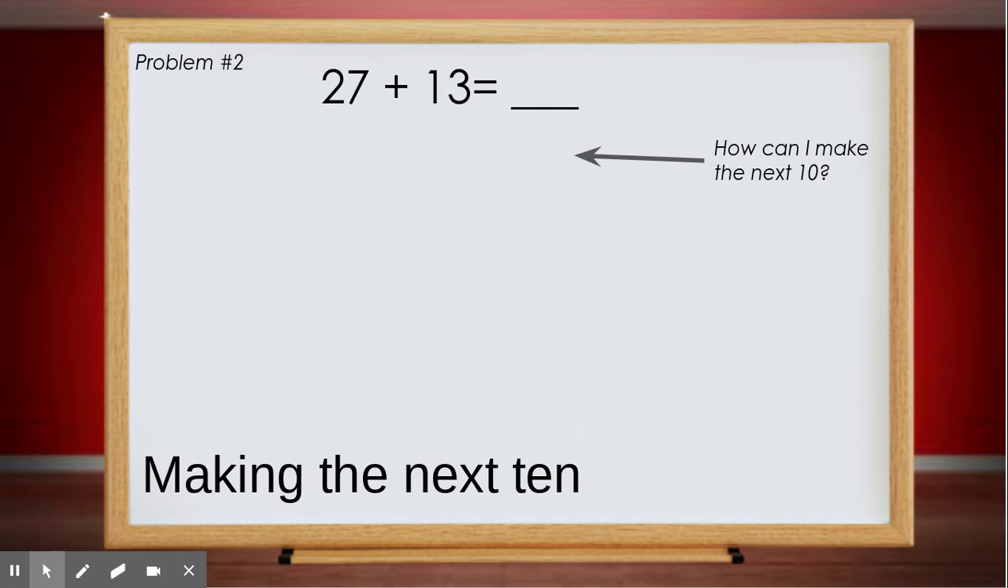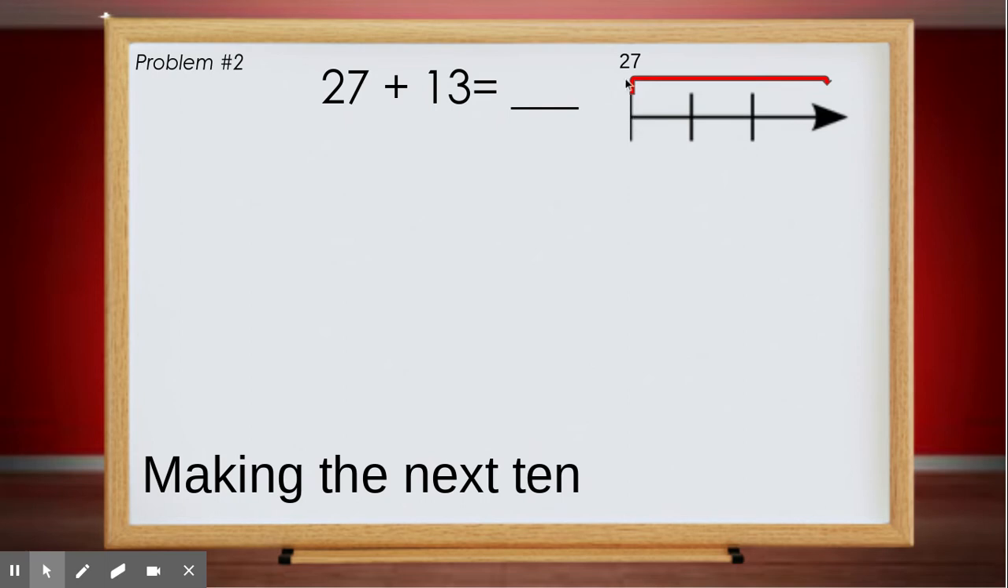So when we're thinking about making the next 10, in particular this problem, because 27 is the larger one, I'm going to use that to make the next 10. So let's think about 27 and how many more it will take to get to the next 10. And if you think about it, it should be number 3. So once I break out my number 13, I should have a 3 and whatever's remaining, which is a 10.